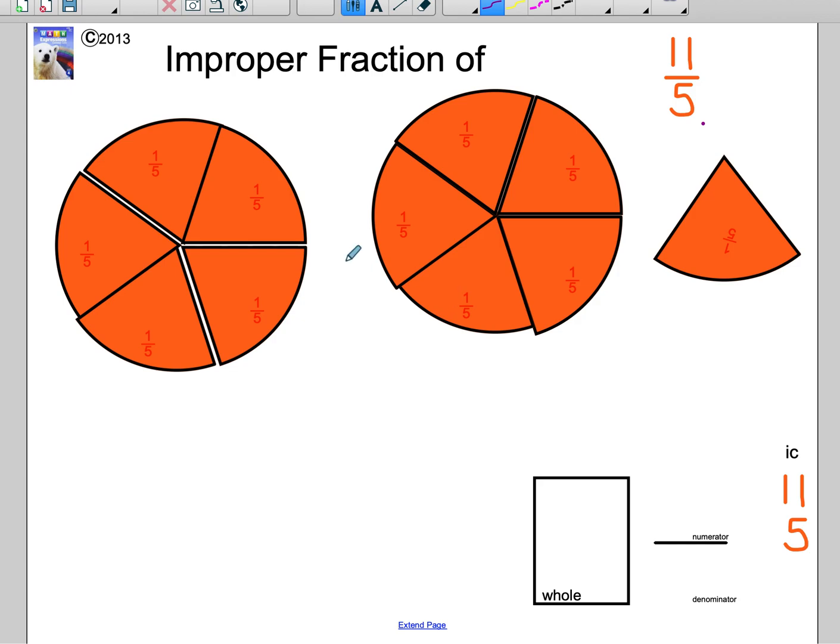So we just showed you by placing them in groups, there's one whole, two wholes, and then there's one leftover piece, one leftover fifth piece. So that's 2 and a fifth. Well, how did we go from 11 fifths down to 2 and a fifth?